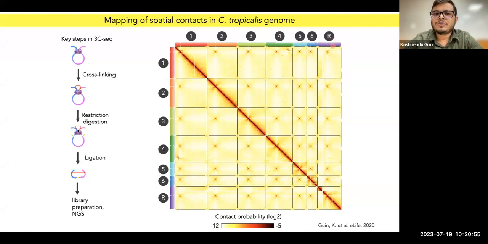And the first thing we notice is that we have a strong diagonal in the matrix, which means that the sequences which are next to each other, the neighboring DNA sequences, have the highest amount of contacts between themselves. And this is expected because they are just next to each other.